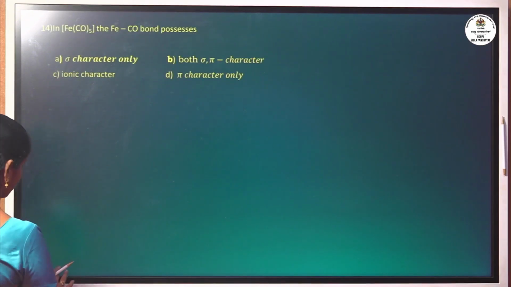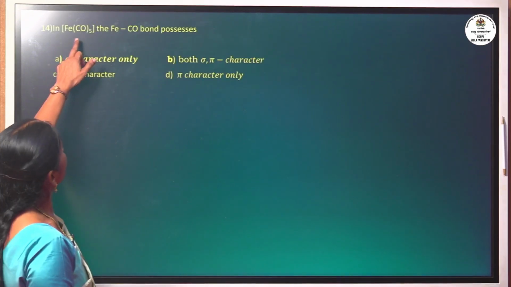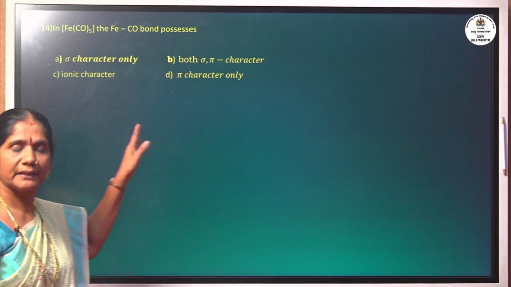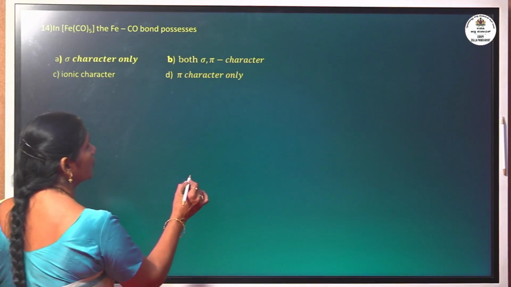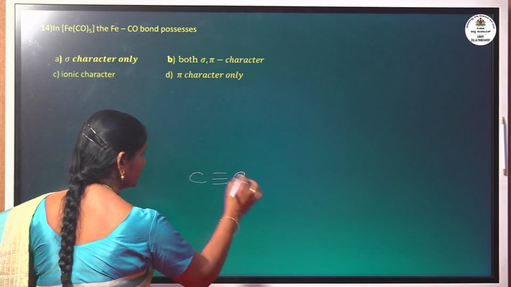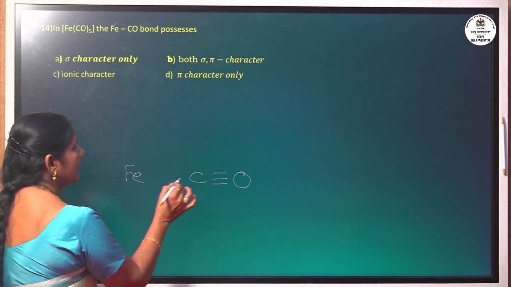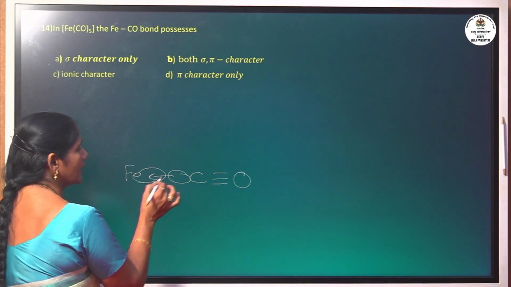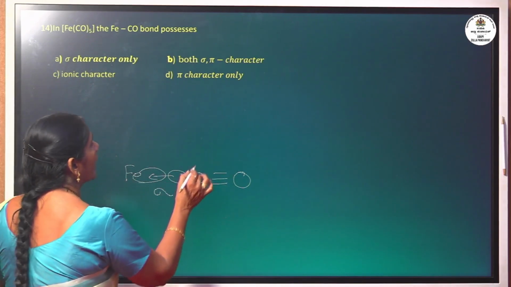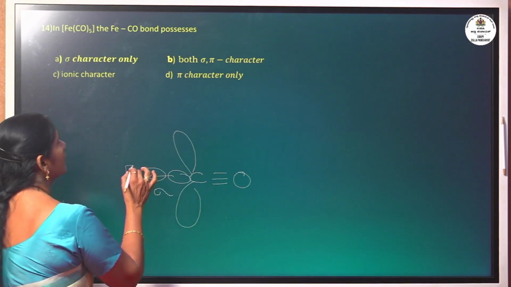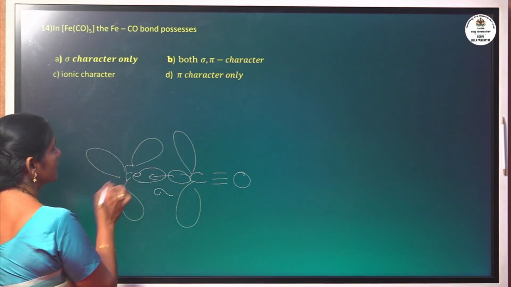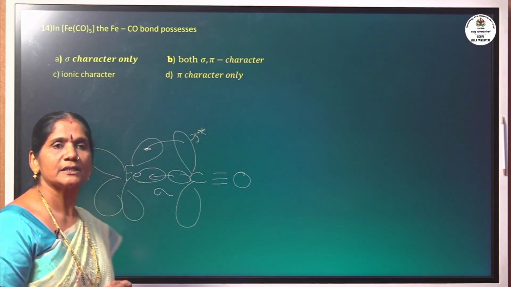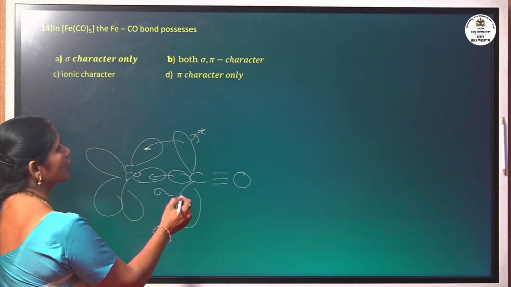Next, the Fe(CO)5, the Fe-CO bond possesses... It's a metal carbonyl. I have already told you in this compound there is donation of an electron pair from the carbon to the central metal atom through a sigma bond, and there is a d orbital electron from the metal which will go to the pi star antibonding orbital present in carbon monoxide, and this is called back bonding.